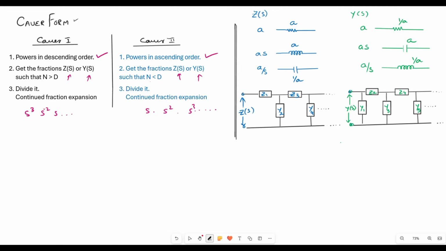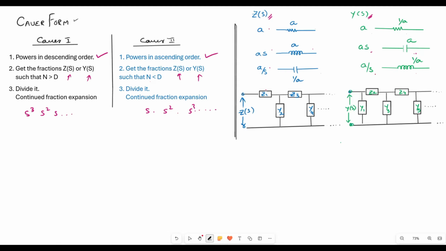Then once the LC function is finalized, we check for continued fraction expansion. In case of Z(s) and Y(s) functions, these are the corresponding network functions and these are the corresponding circuit elements. If we have A, then we have a resistor; As is an inductor; A by s is a capacitor. And in case of Y(s), A is a resistance, As is a capacitance, and A by s is an inductor. And these are the corresponding values.